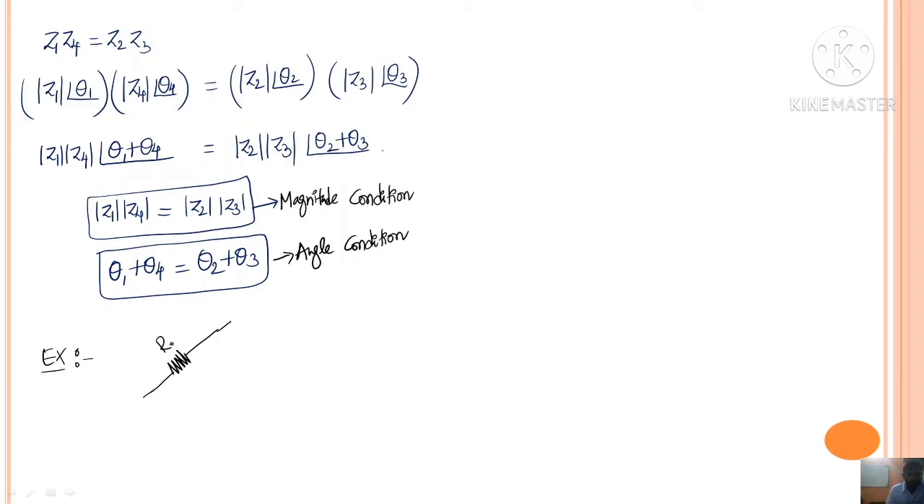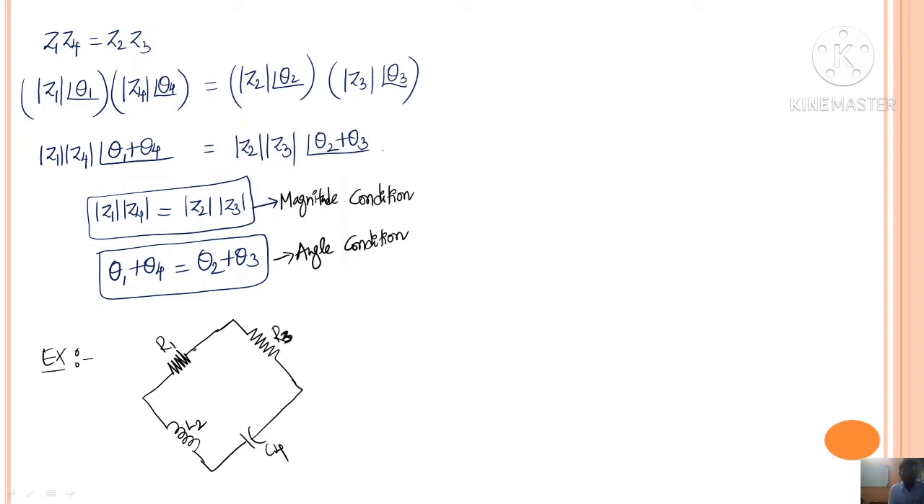So this is R1 as it is the first arm, and I am considering this as R3, and if you observe I am considering here an inductor. Here I have a pure inductor, and here I am considering a pure capacitor without any resistance. So I am considering this as L2 because it is in second arm. As this is in fourth arm, I am considering this as C4. And this is R3, third arm.